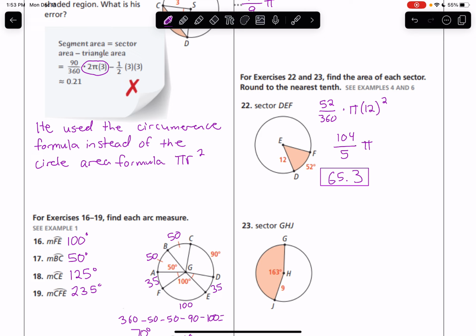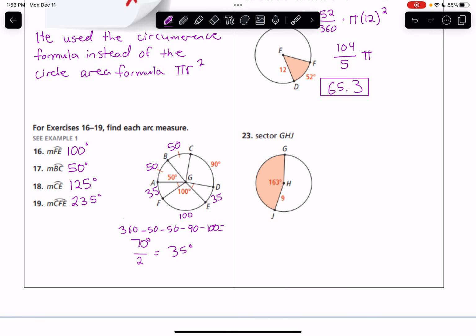Another one here, we have a central angle of 163. So we've got 163 over 360 times pi times 9 squared. Put that into the calculator, we get around 115.2 units.